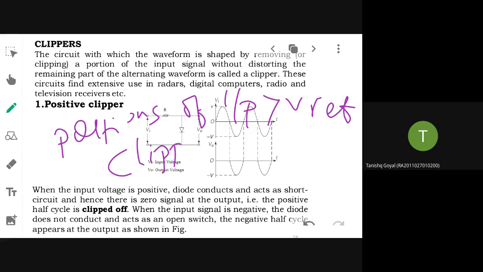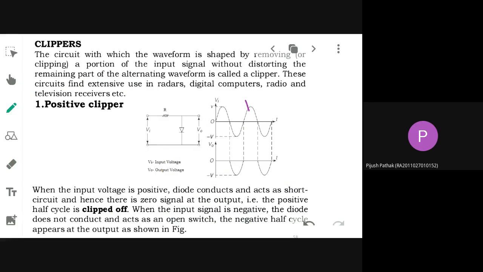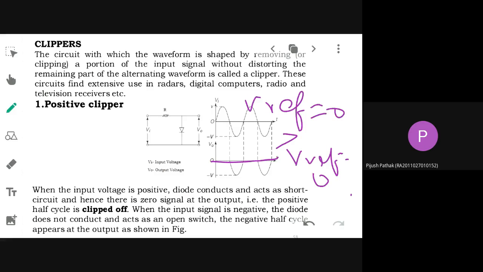Then that type of clipper is called what clipper? Positive clipper, where portions greater than the V reference point are clipped. Suppose it is less than V reference, what type of clipper? Negative clipper. Simple. Suppose you are keeping V reference as 0. This is your V reference, that is 0, and the portions above, greater than V reference, are clipped. So this is your positive clipper.